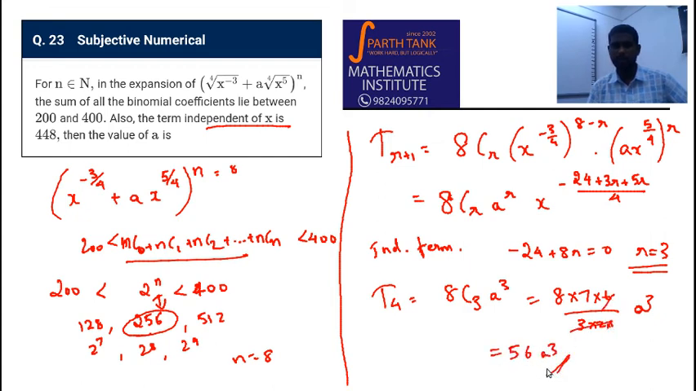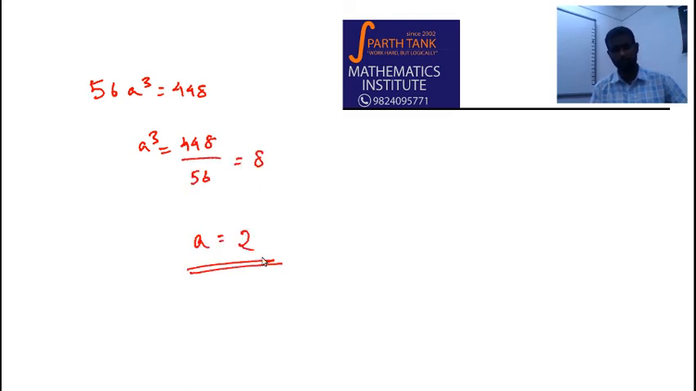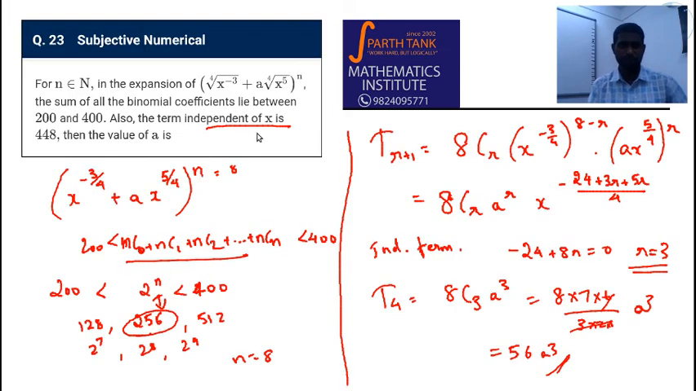Now they have given that this term independent of x is 448. So 56 A cube is 448. A cube is 448 by 56, which is 8. So A should be 2. Right? So the answer to this question is number 2. Very simple binomial theorem based problem. First, establish that n is 8, because that is the only power of 2 that lies between 200 and 400.